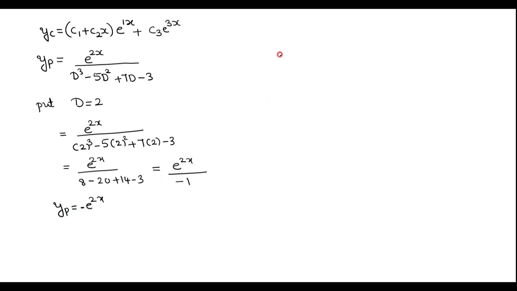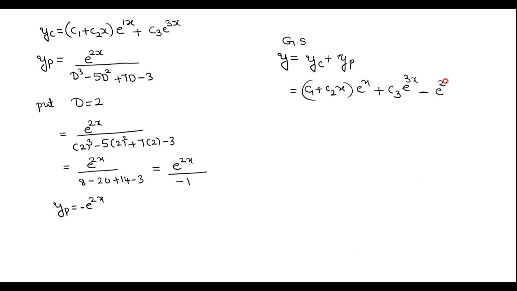Therefore, the general solution of this differential equation is y equals yc plus yp, where yc is c1 plus c2x into e raised to x plus c3 e raised to minus 3x, plus 3x minus e raised to 2x.